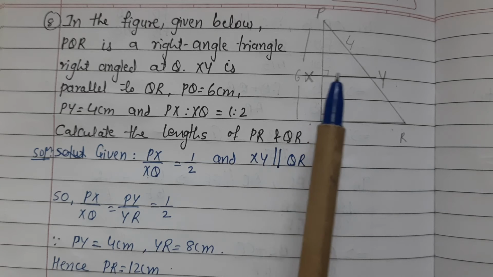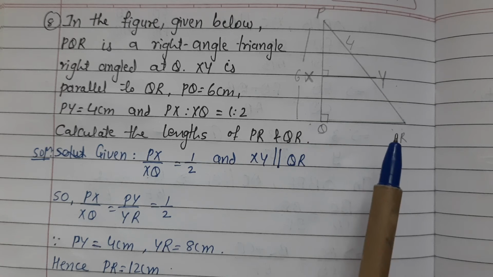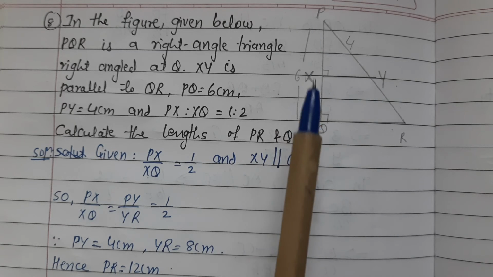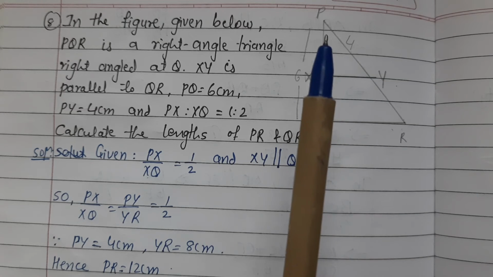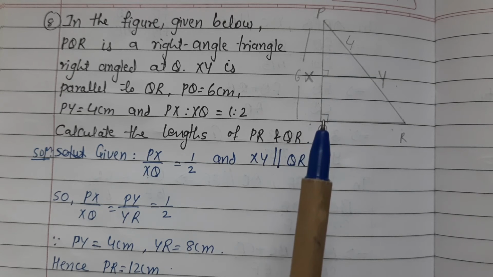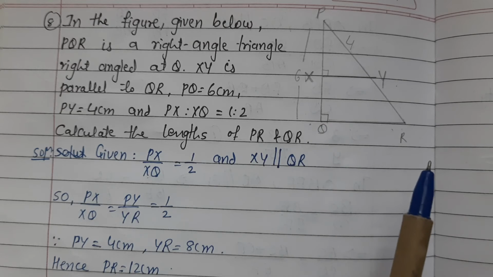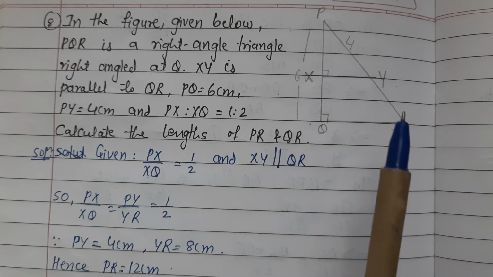Sum number 8. In the figure given below, triangle PQR is a right angle triangle, right angle at Q. XY is parallel to QR. PQ 6 cm, PY 4 cm, PX upon XQ is 1:2. Calculate the length of PR and QR.